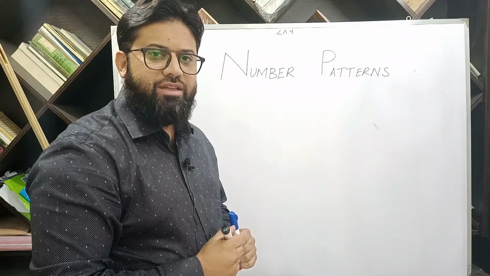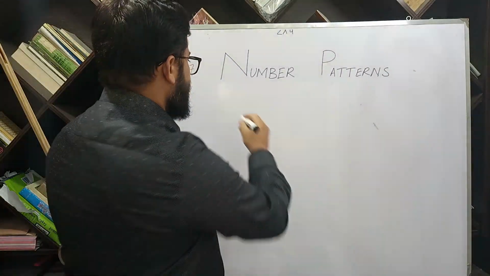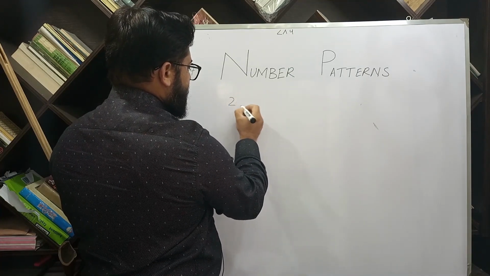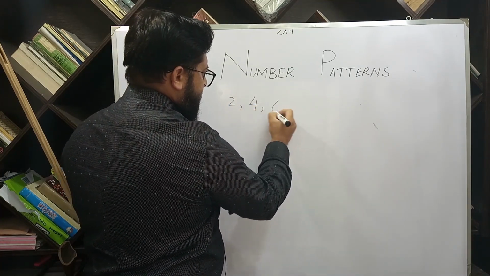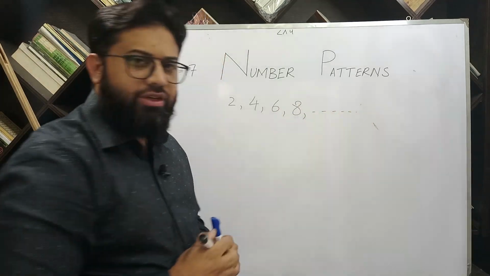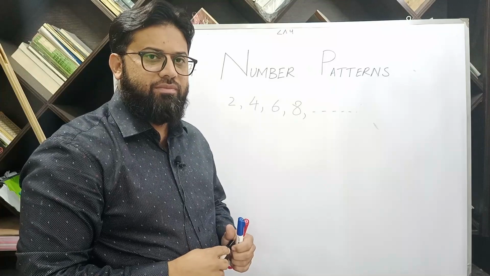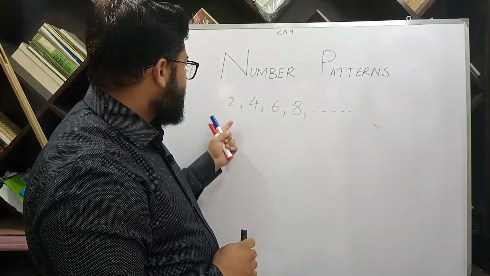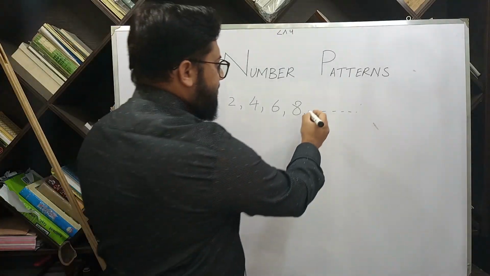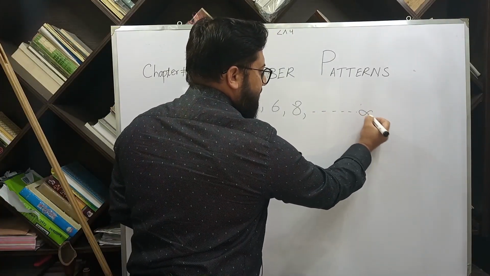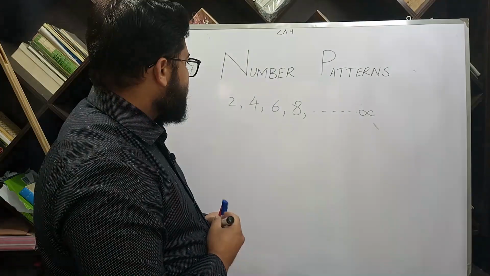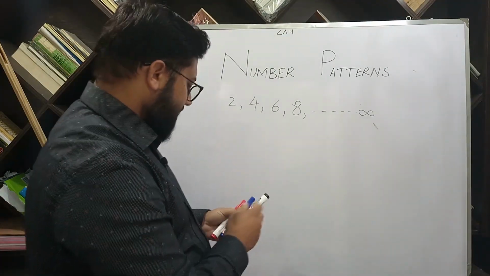First of all, we will see what a sequence is. A sequence is basically a particular set of numbers which are governed by a certain mechanism. For example, 2, 4, 6, 8 and onwards. This dot dot means it is never ending. It means up to infinity. This is a particular sequence.